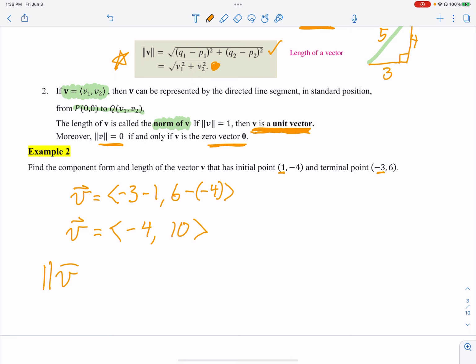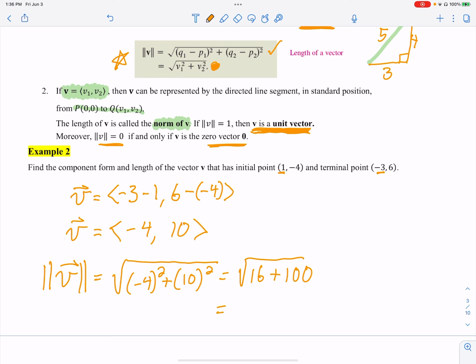Well, the length of this vector is the square root of the sum of the squares of each component. So -4, I square it, and then I add it to 10 squared. So we get 16 plus 100, which is the square root of 116. We can break this down. I'm fine with an answer like that on a test. You don't need to break it down, but if you'd like to, out of habit, and it does help sometimes, this is equal to 2 root 29. You don't have to do that.